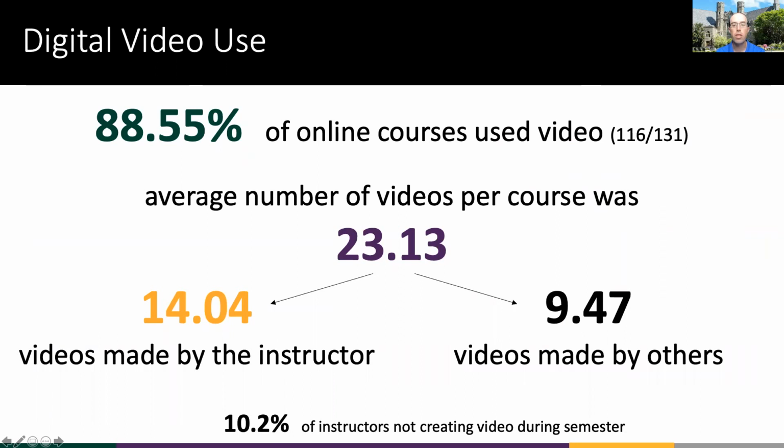The average course had 23 videos, 9 of which were made by someone other than the instructor, and 14 of which were created by the instructor. I also had 10% of instructors who were not going to be making any video at all during the semester in which I collected data.